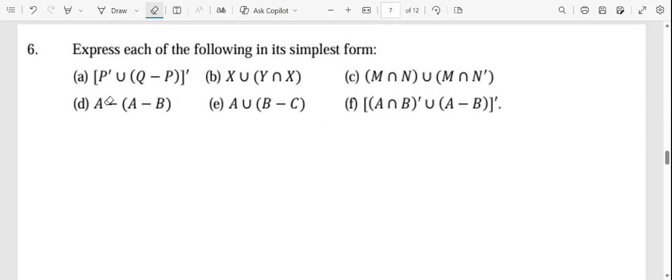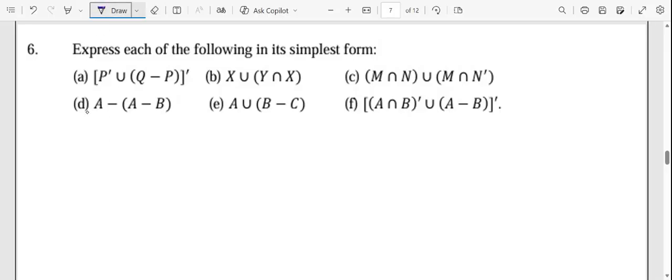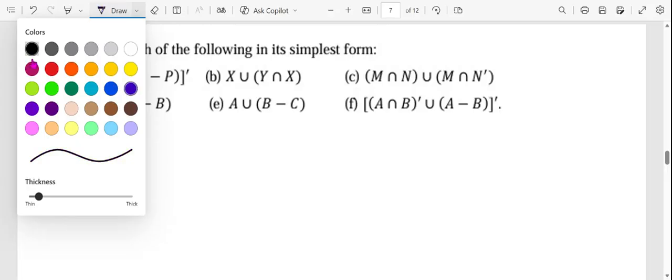Is there anything which is challenging here? Question number what? This one. This one, guys.